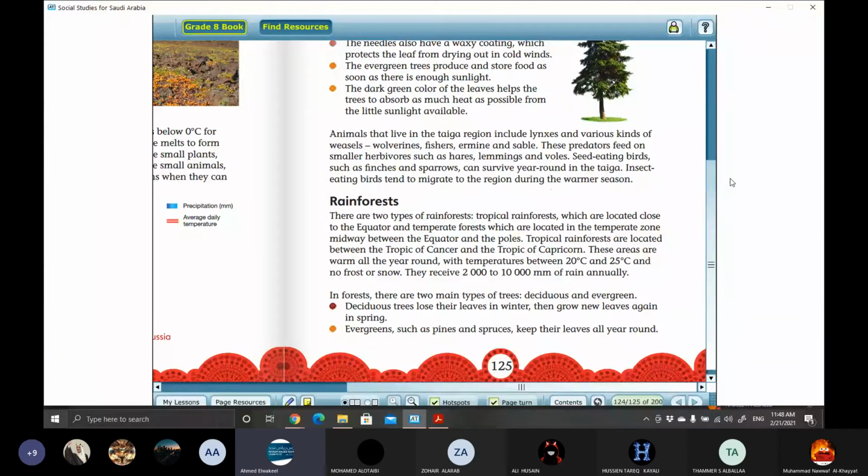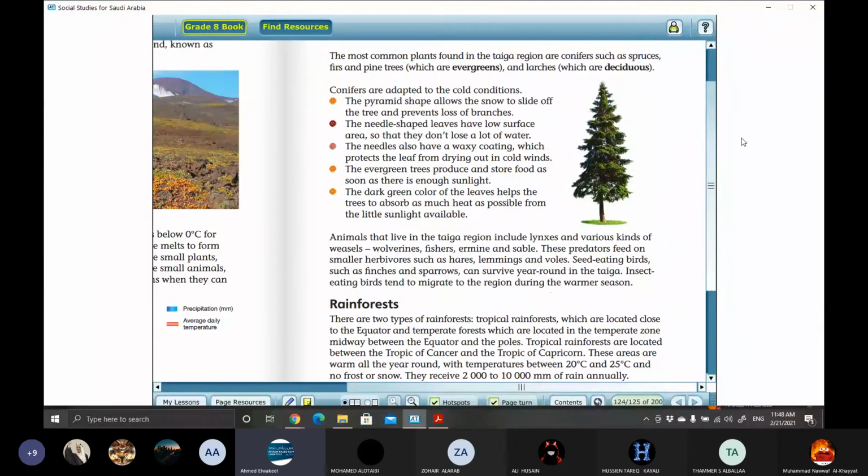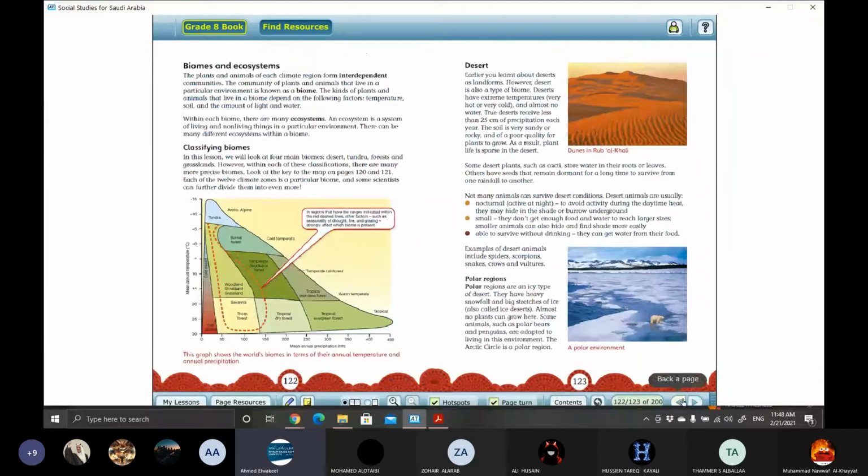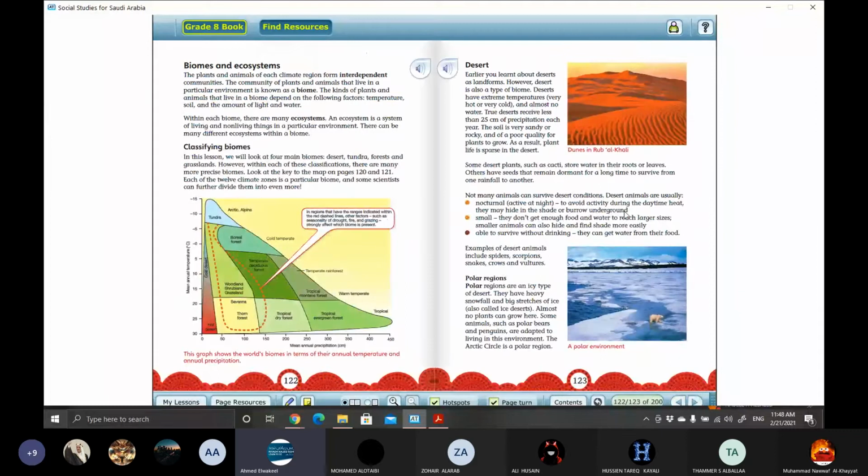So, simply, what we need to know about all of these different biomes is that although we have many places with very distinctive and different climate features, each animal and plant living in that place has become very adapted to living in these places.